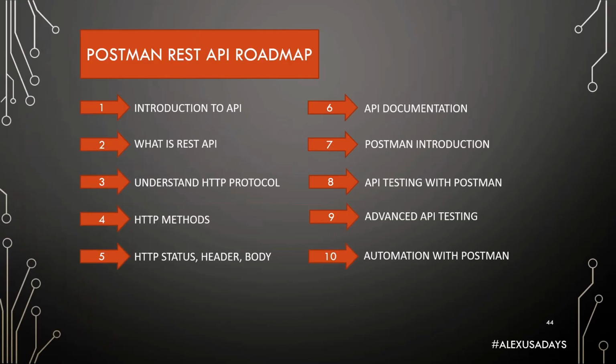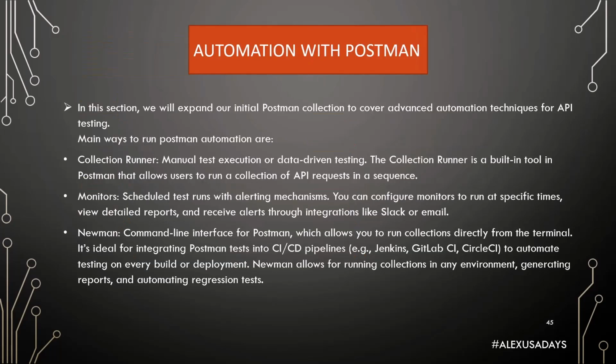All right, so this is module 10, and this is the last module. We're going to talk about automation. Once you have your collection running, you have your variables set up, you have your environment configured, everything is in place, you can start scheduling your tests. You can do it using Postman's built-in UI tools, or you can use Newman, which will allow you to embed your collections into your CI/CD process.